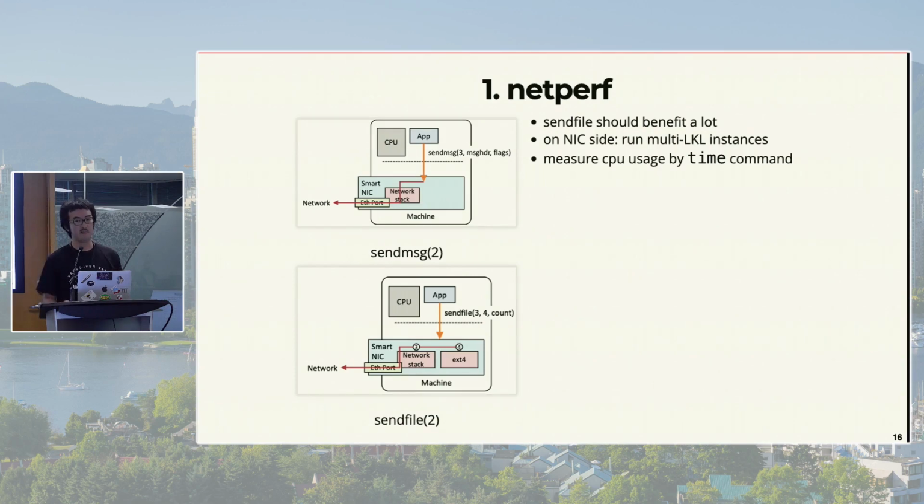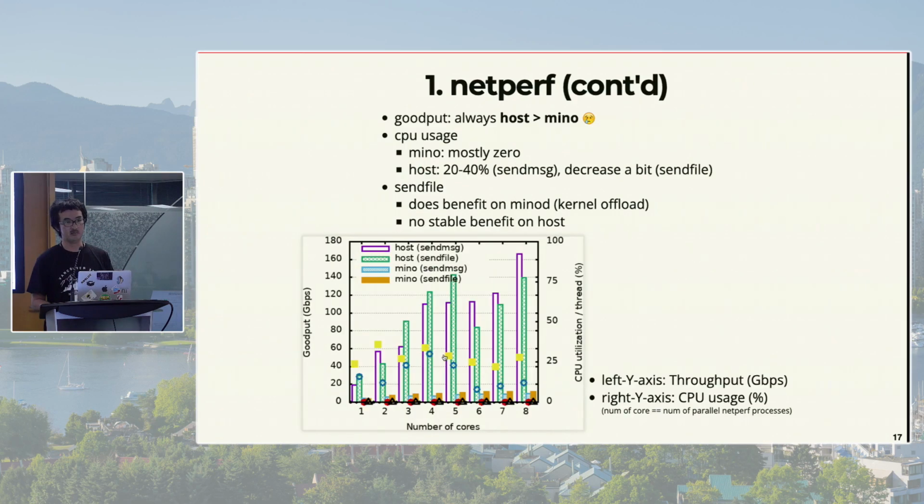The first benchmark is using netperf, which has 2 different modes. Typical netperf, as I demonstrated before, uses a sendmsg system call, which copies the memory buffer from the application to the NIC during the benchmark. While in the sendfile scenario, the buffer for the transmission should be copied within the NIC side from the file system visible from the Linux kernel library inside the smart NIC. So the sendfile benchmark should benefit a lot compared to the typical sendmsg version.